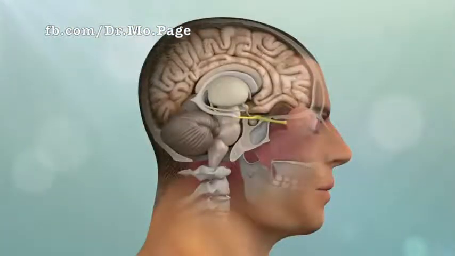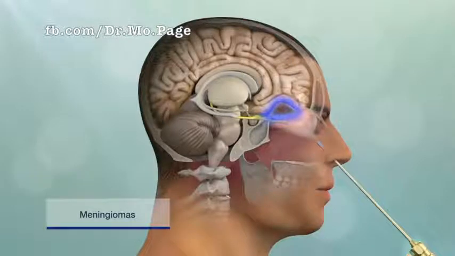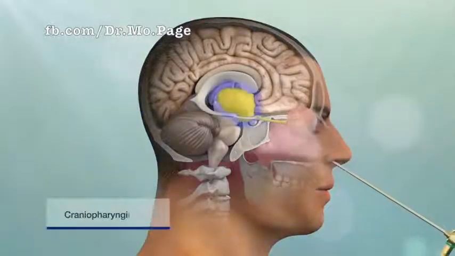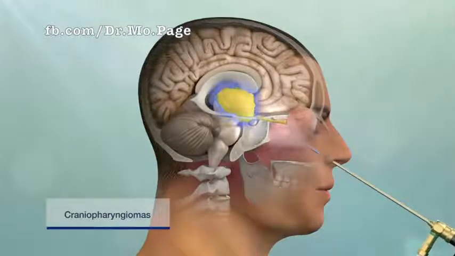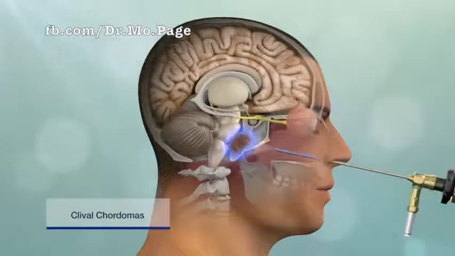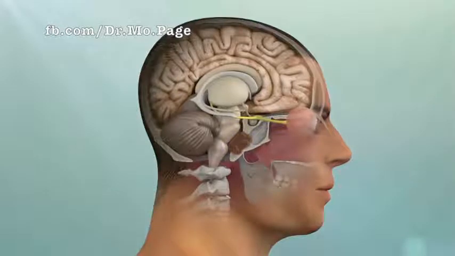The endonasal approach is also used for many midline skull base and brain tumors, such as meningiomas, craniopharyngiomas, and clival chordomas. In such cases, more extensive skull base exposure and closure is usually required, including use of specialized vascular flaps to help prevent postoperative spinal fluid leaks.